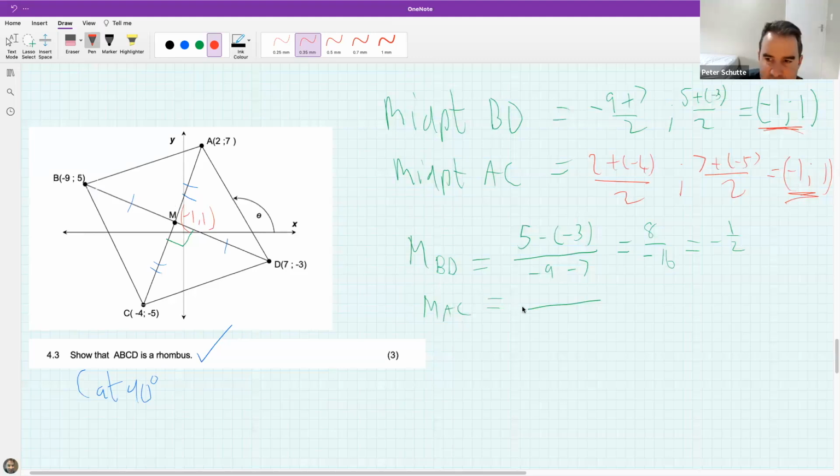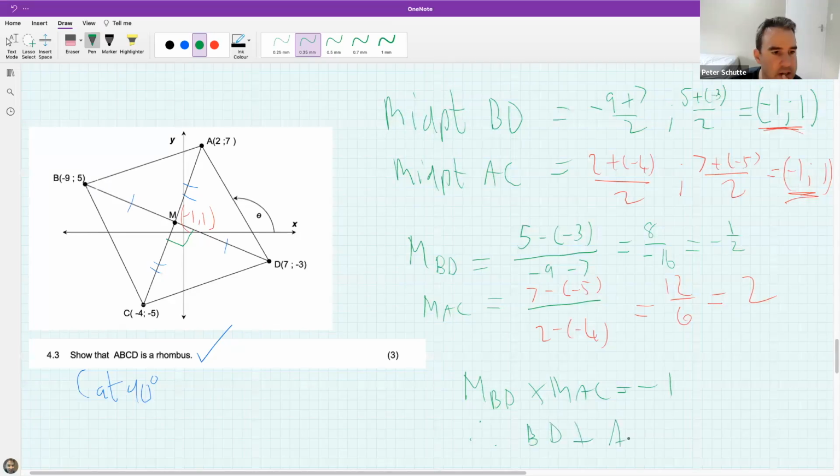So what do we have for the gradient of AC? We need to go, what do we have? 7 minus 5, and 2 minus 4. So we get 12 over 6, which is 2. Aha, and therefore, this times this is -1. So therefore, we know that BD is perpendicular to AC. Now, the last thing that we say is we can then say ABCD is a rhombus.